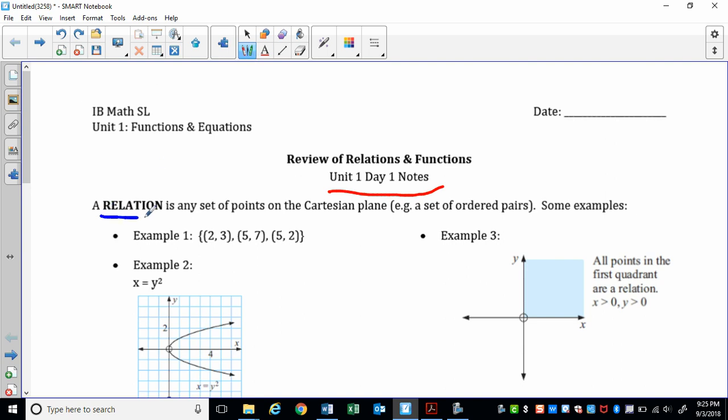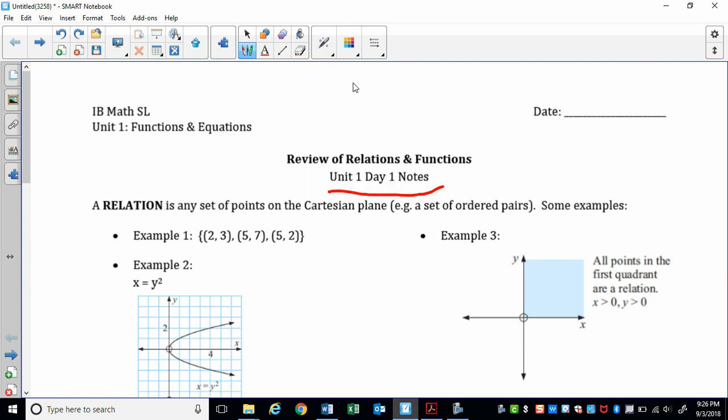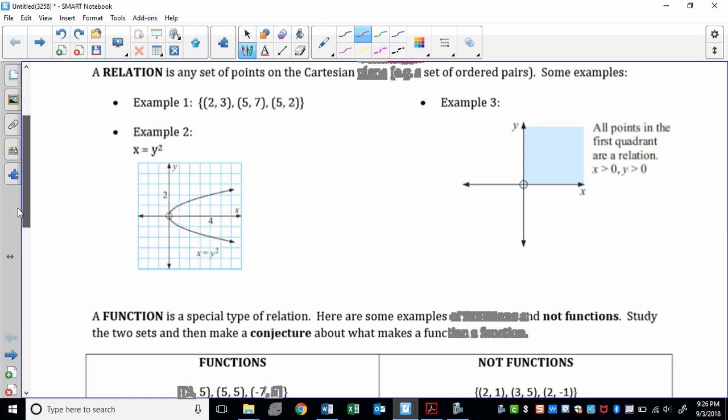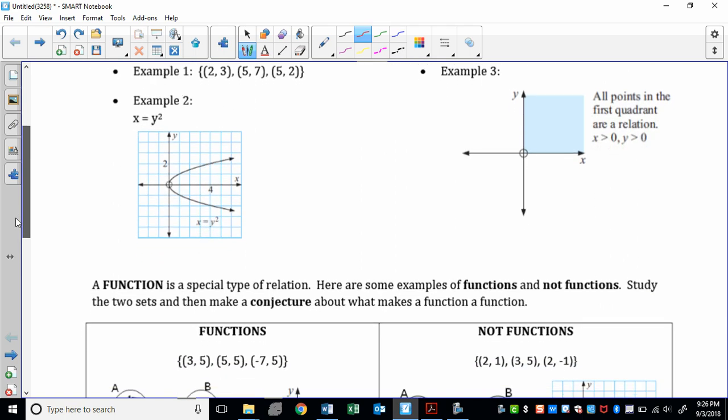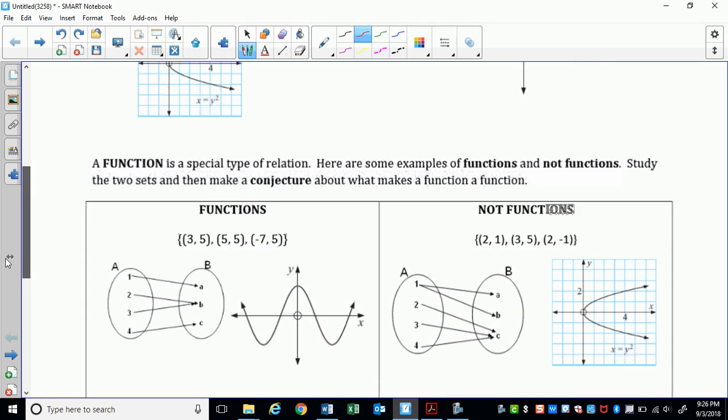First, a relation is any set of points on the Cartesian plane, and we're going to talk about the x and y and how they relate to one another. These are some examples of a relation. I encourage you to go through them. A function is a special type of relation that we're going to talk about.